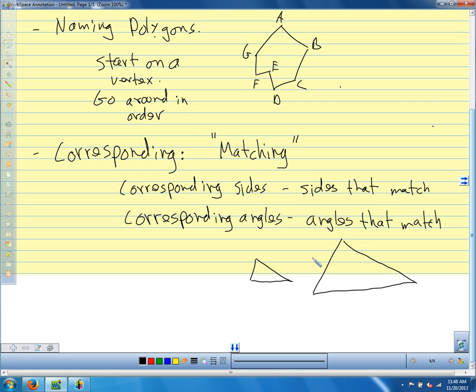And same with the angles. The big angle corresponds with the big angle, the medium angle corresponds with the medium angle, and the small angle corresponds with the small angle. So that's what we're talking about when we say corresponding. Corresponding is going to be an important idea. If it helps you remember it, you can say big to big, medium to medium, small to small, etc. So we're just matching up those parts.